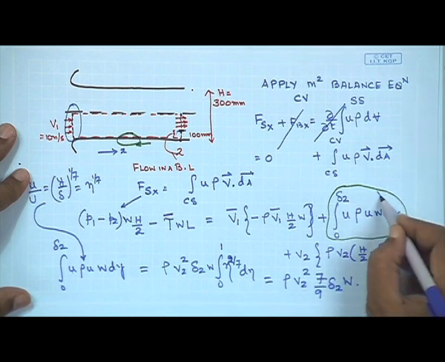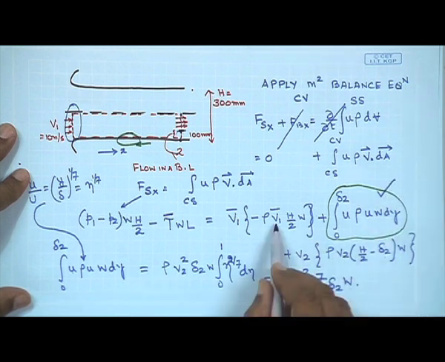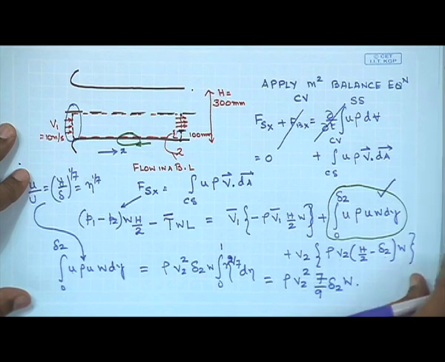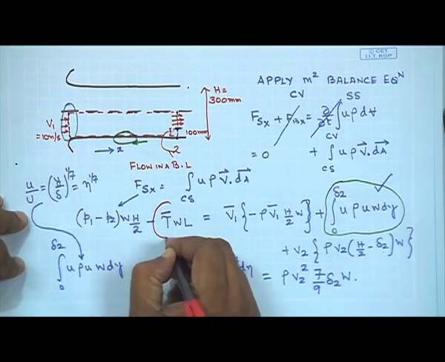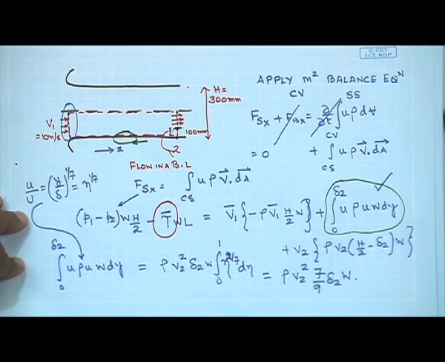So I have evaluated this term. These two terms are straightforward, which can now be calculated, but our aim is to find what is the value of tau bar, the average shear stress.